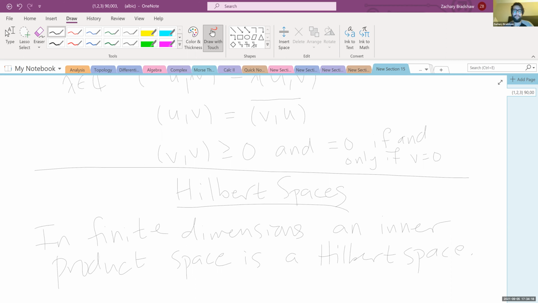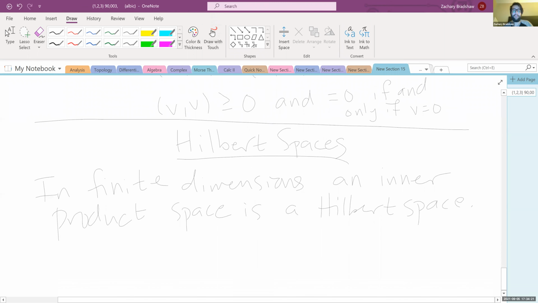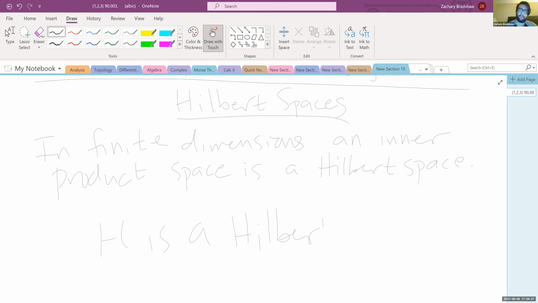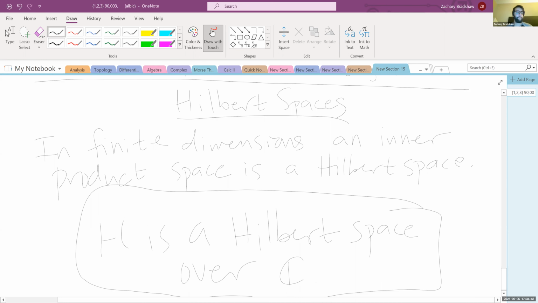But we're not going to be really worried about that. In finite dimensions, an inner product space is a Hilbert space. And our Hilbert space is always going to be over the complex numbers C. So we'll usually denote it: H is a Hilbert space over the complex numbers C. We'll always take this to be true.